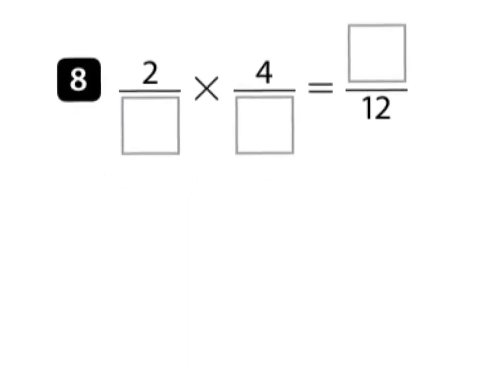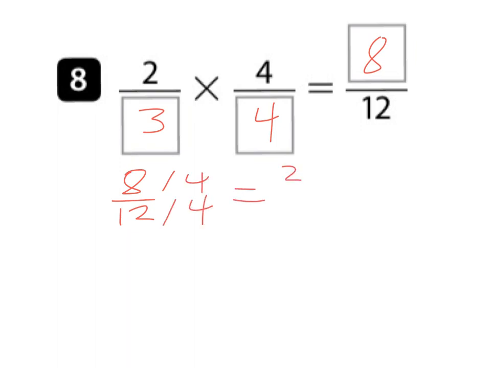All right. 2 times 4 is 8, and whatever you do to your numerator, you must do to your denominator. So what times 4 will give me 12? 3. So 3 times 4 is 12. 8/12. Divide each one of those by 4, and we will get 2/3. Go ahead and check out our bar model.